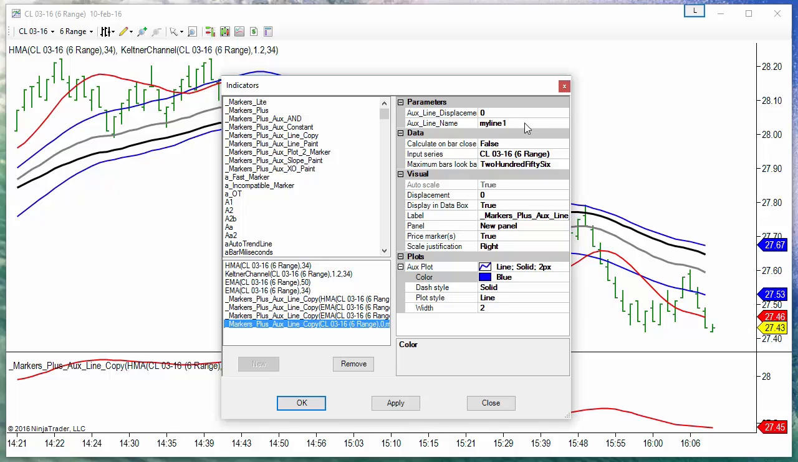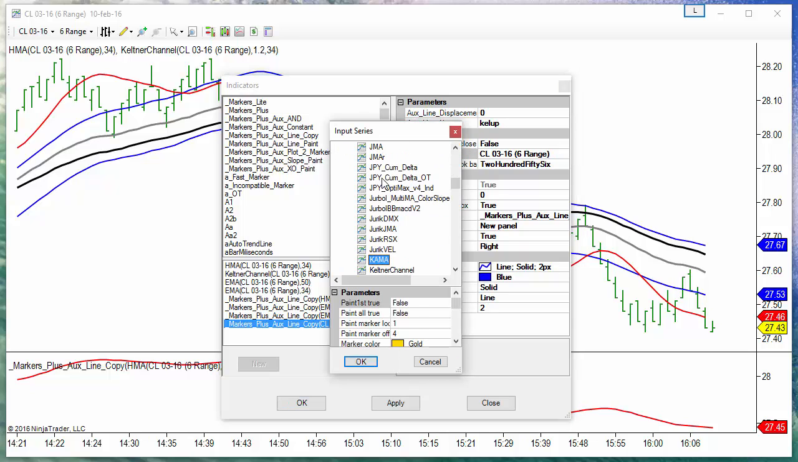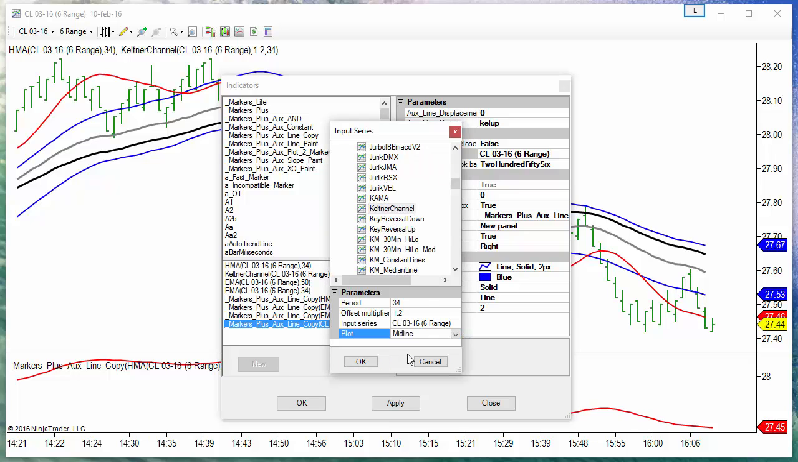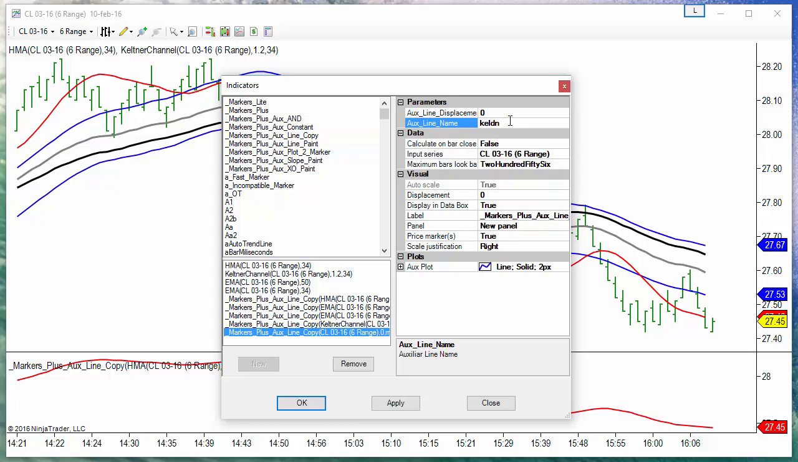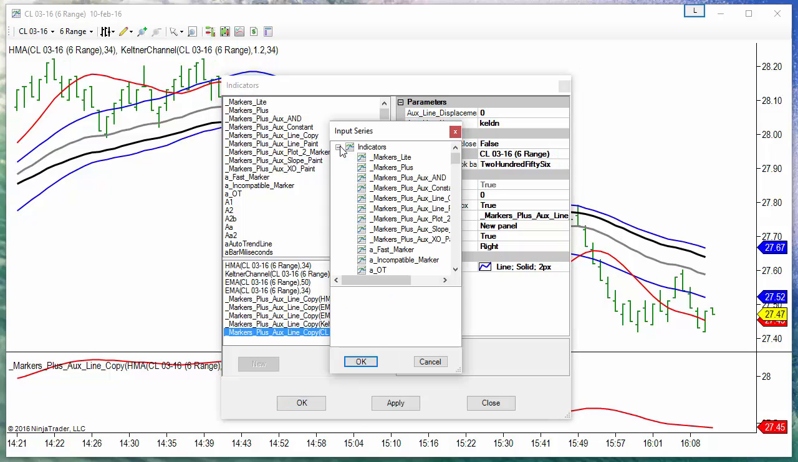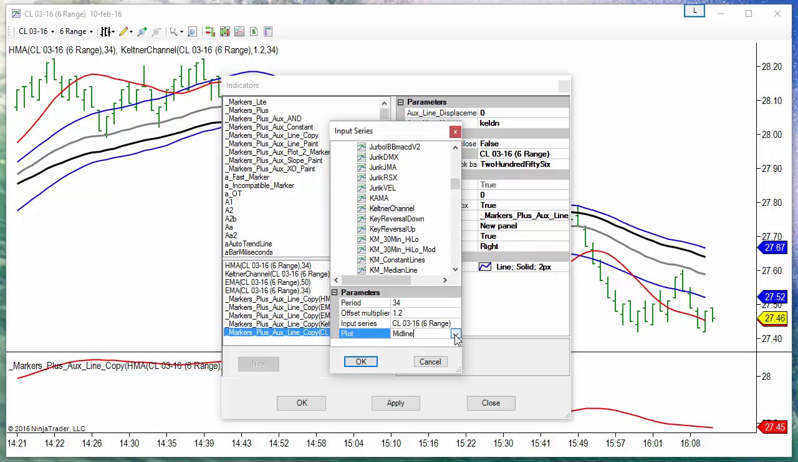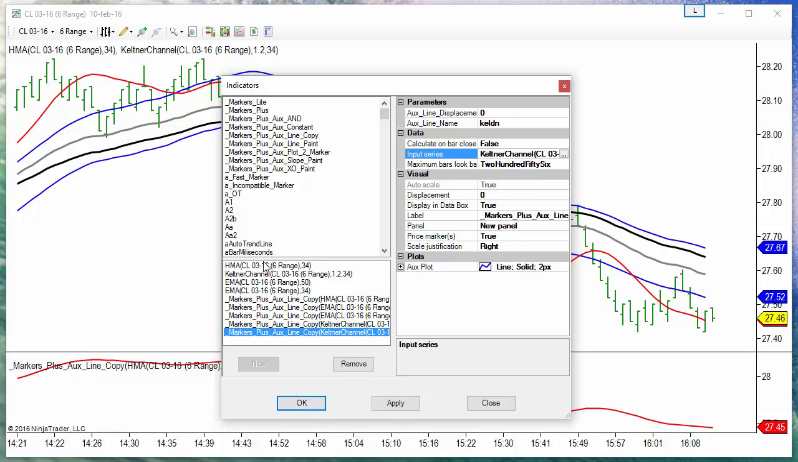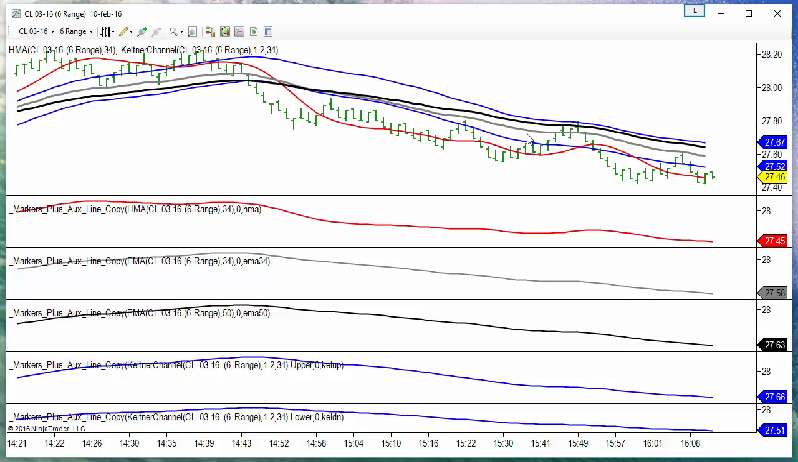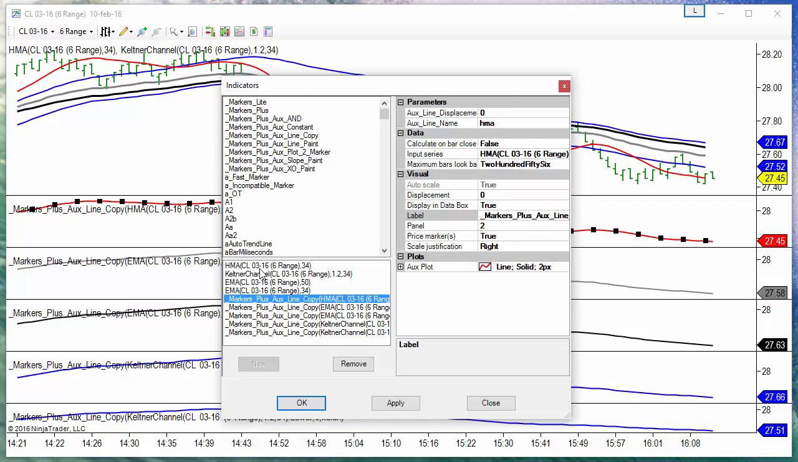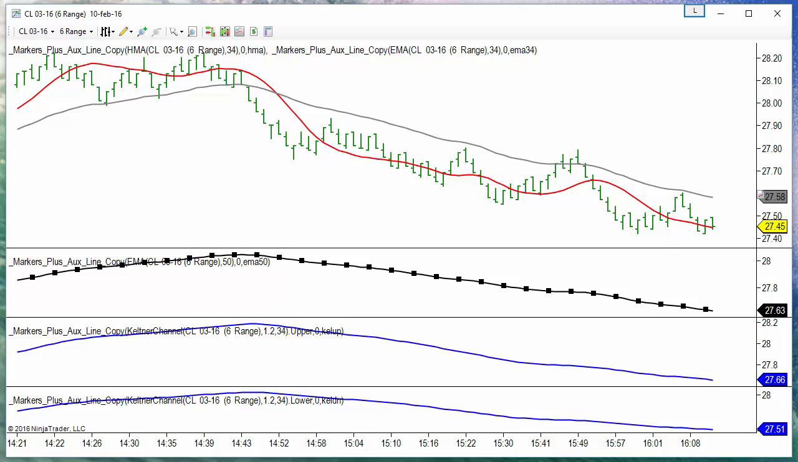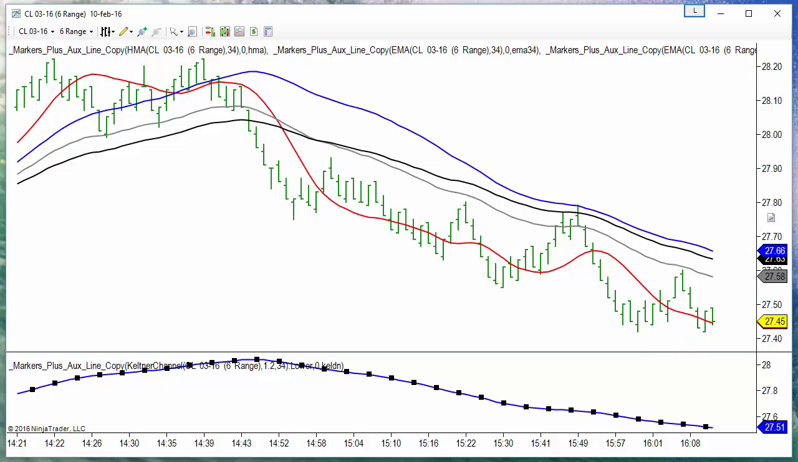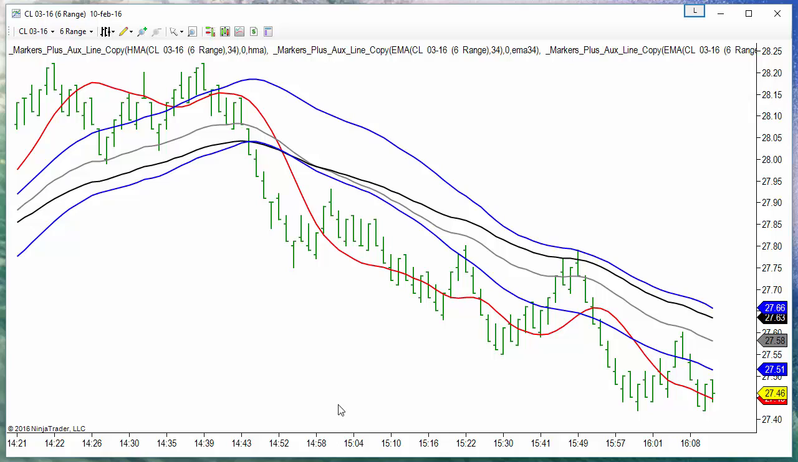The Keltner up, and the Keltner down. I can remove the original lines and put the copied versions over the chart. And now we are ready to create the logic.